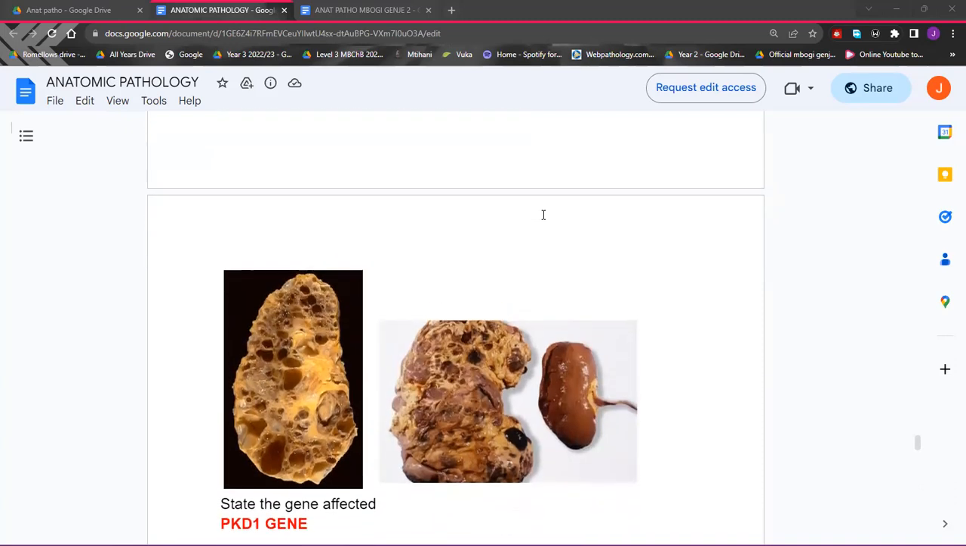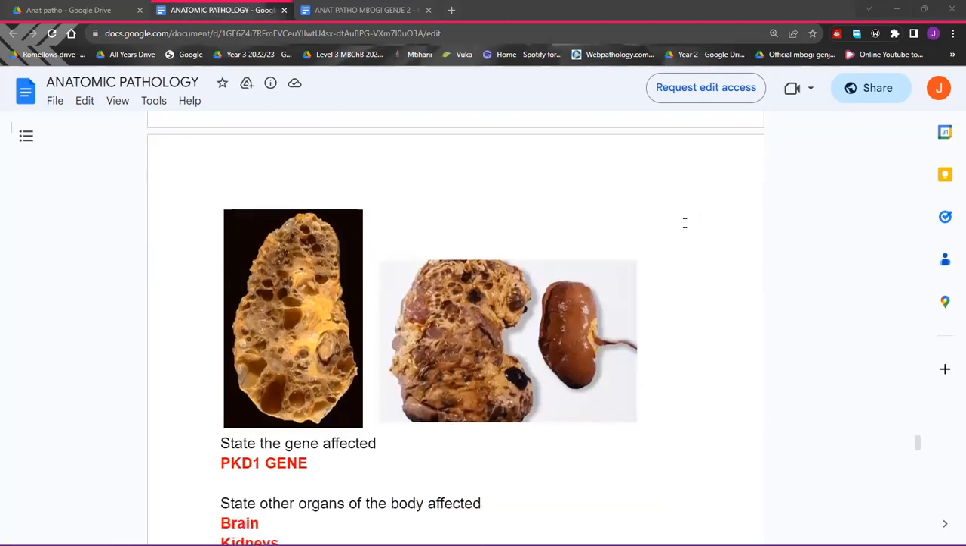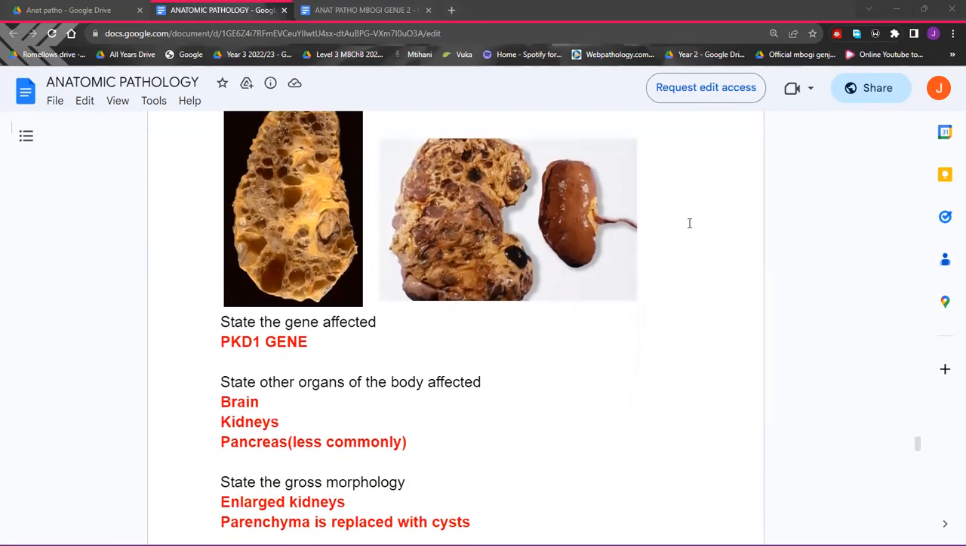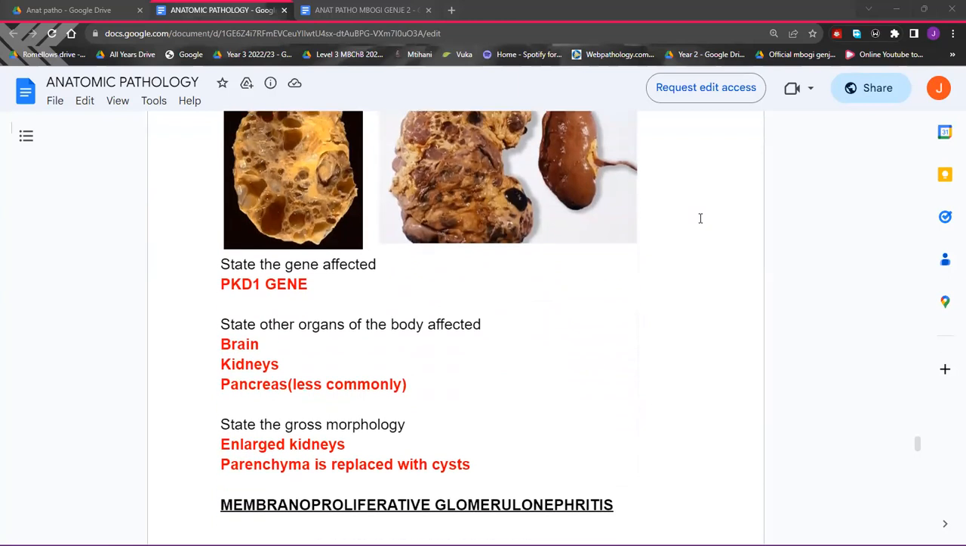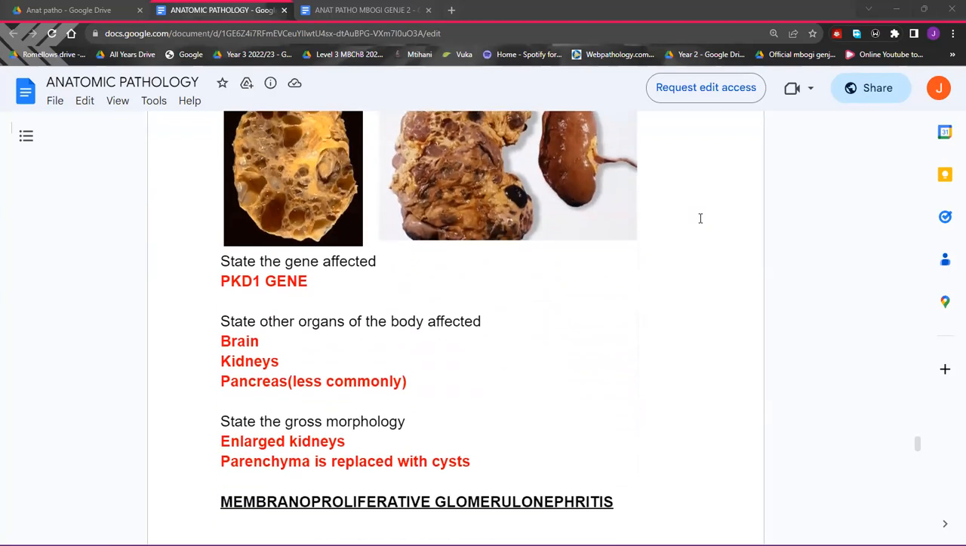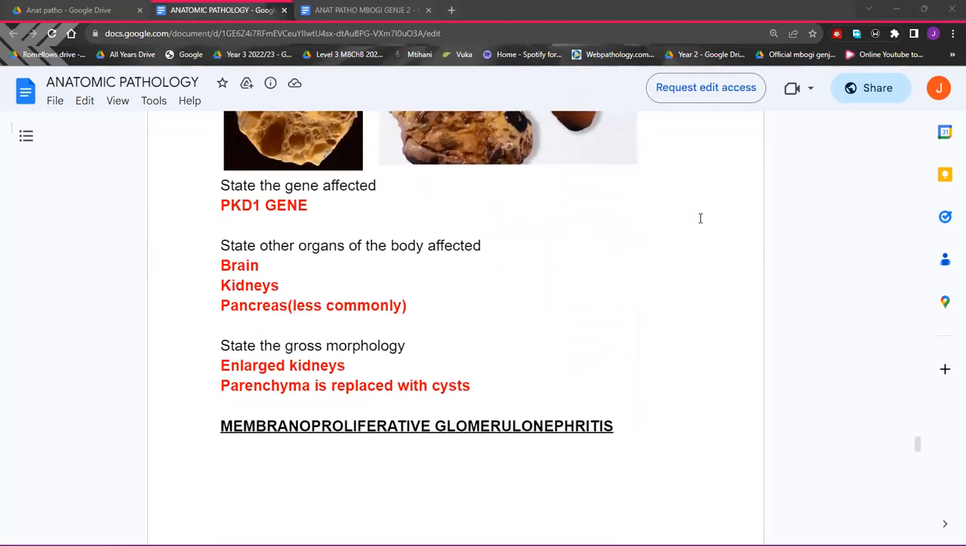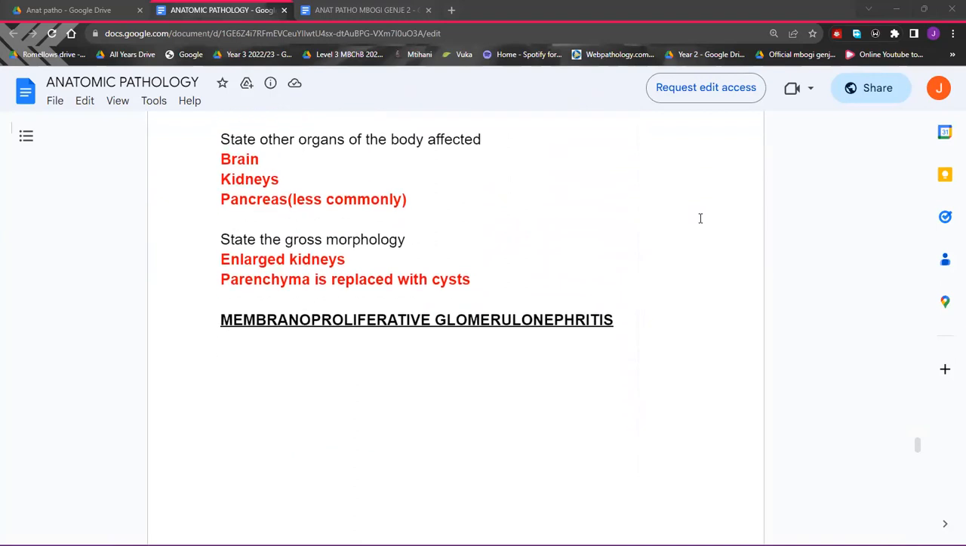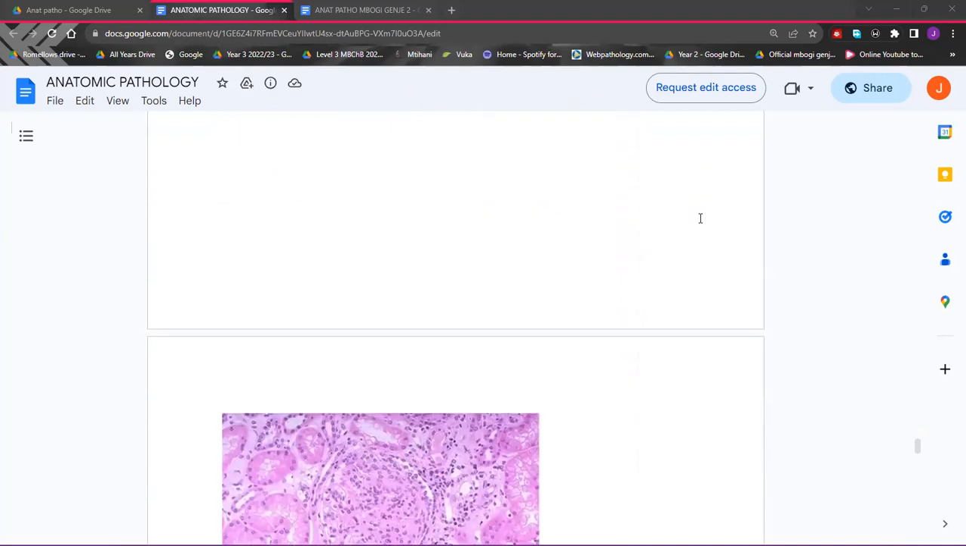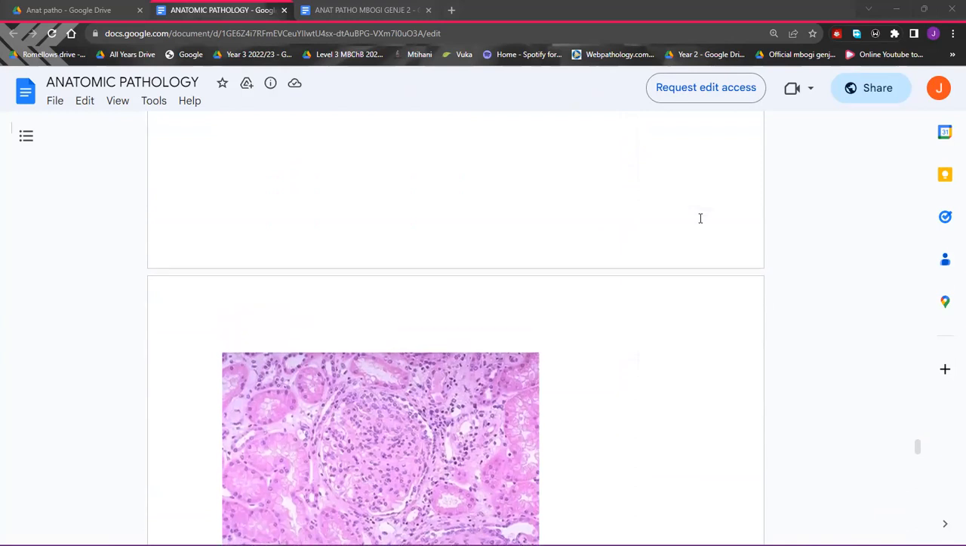We've already described this morphology. We say that we have a parenchyma, which is largely replaced with cysts. And also, we have an enlarged kidney. So, we forgot to mention enlarged kidneys. Now, we move to the next pathology, membranoproliferative nephritis.